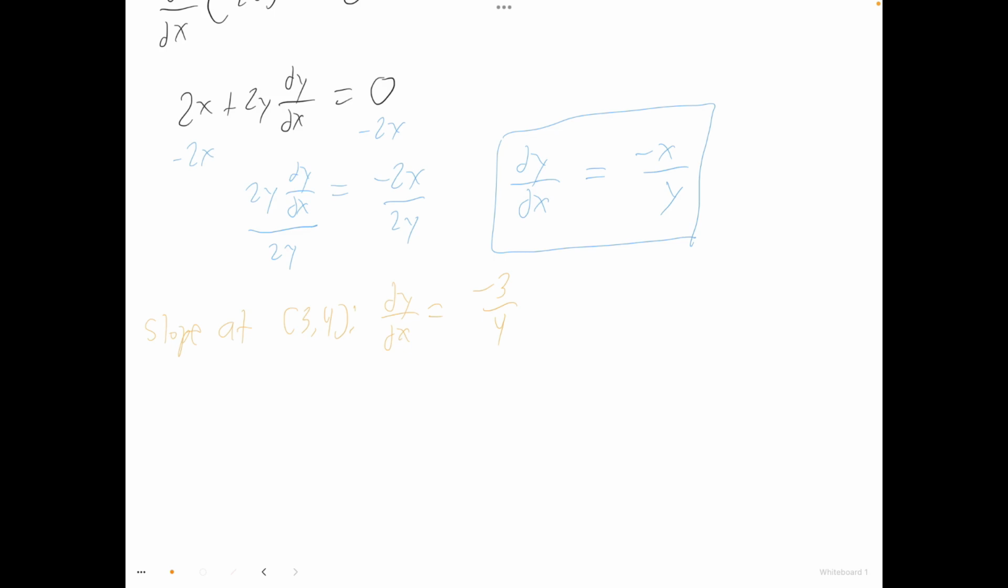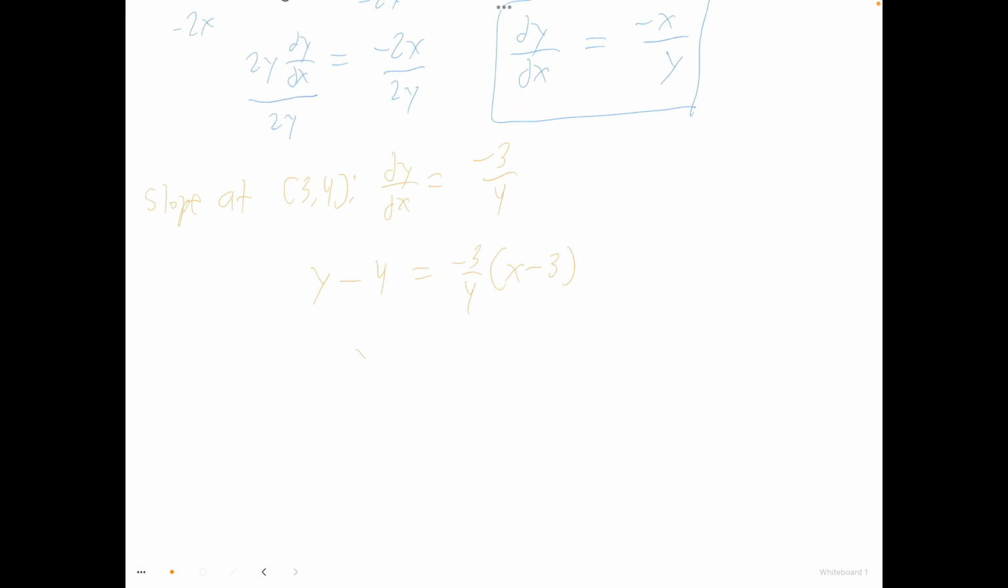Now we just use point slope form, so we have y minus our y coordinate, which is 4, equals minus 3/4, times x minus our x coordinate, which is... oh, it's not minus 3, it's just 3.